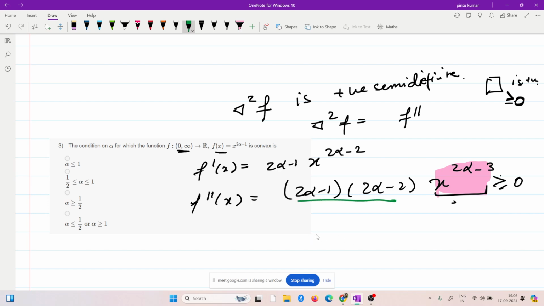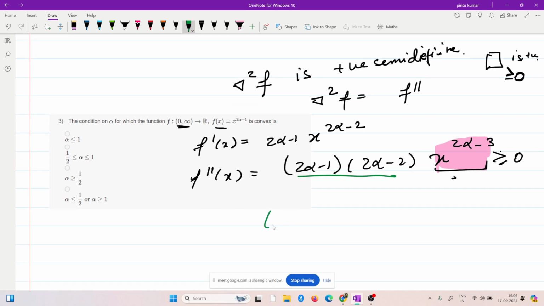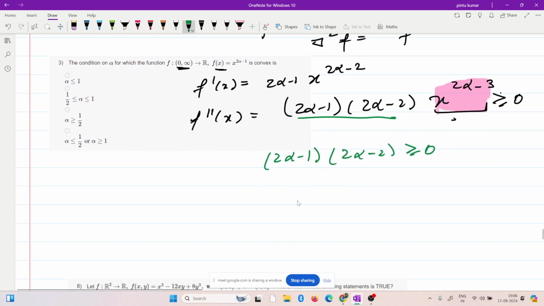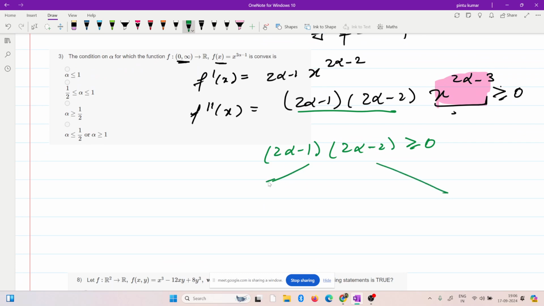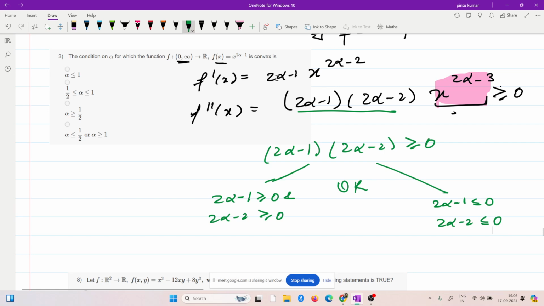So we want the product 2 alpha minus 1 into 2 alpha minus 2 to be greater than or equal to 0. It is possible under two situations. First is that 2 alpha minus 1 is greater than or equal to 0 and 2 alpha minus 2 is also greater than or equal to 0. The second condition is that 2 alpha minus 1 is less than or equal to 0 and 2 alpha minus 2 is less than or equal to 0. So even if both of them are negative, their product would be positive, right?